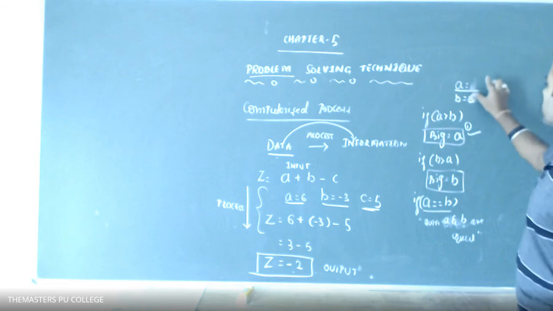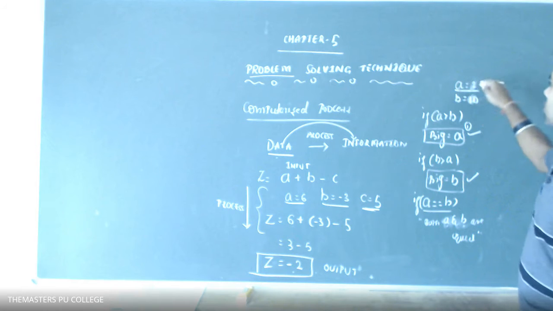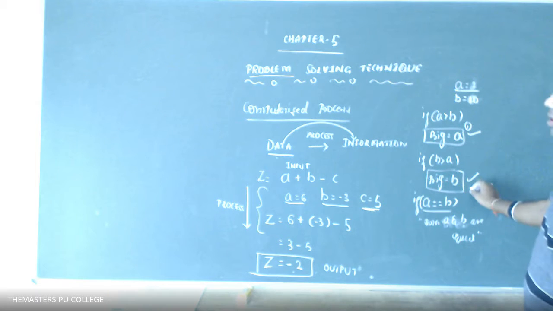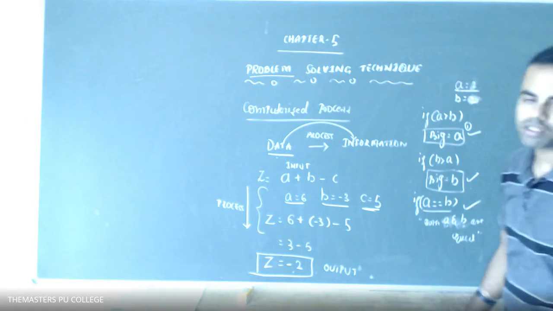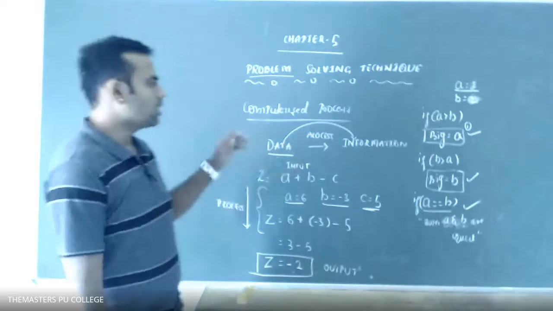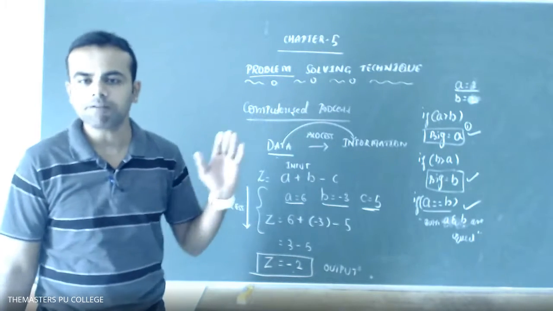Say a is 2 and b is 10. Then the second statement will execute, because a is less than b, b is greater than a, so b will be executed. When both inputs are equal, the third statement will be executed. This will be done automatically by the computer. This is what we call computerized processing.